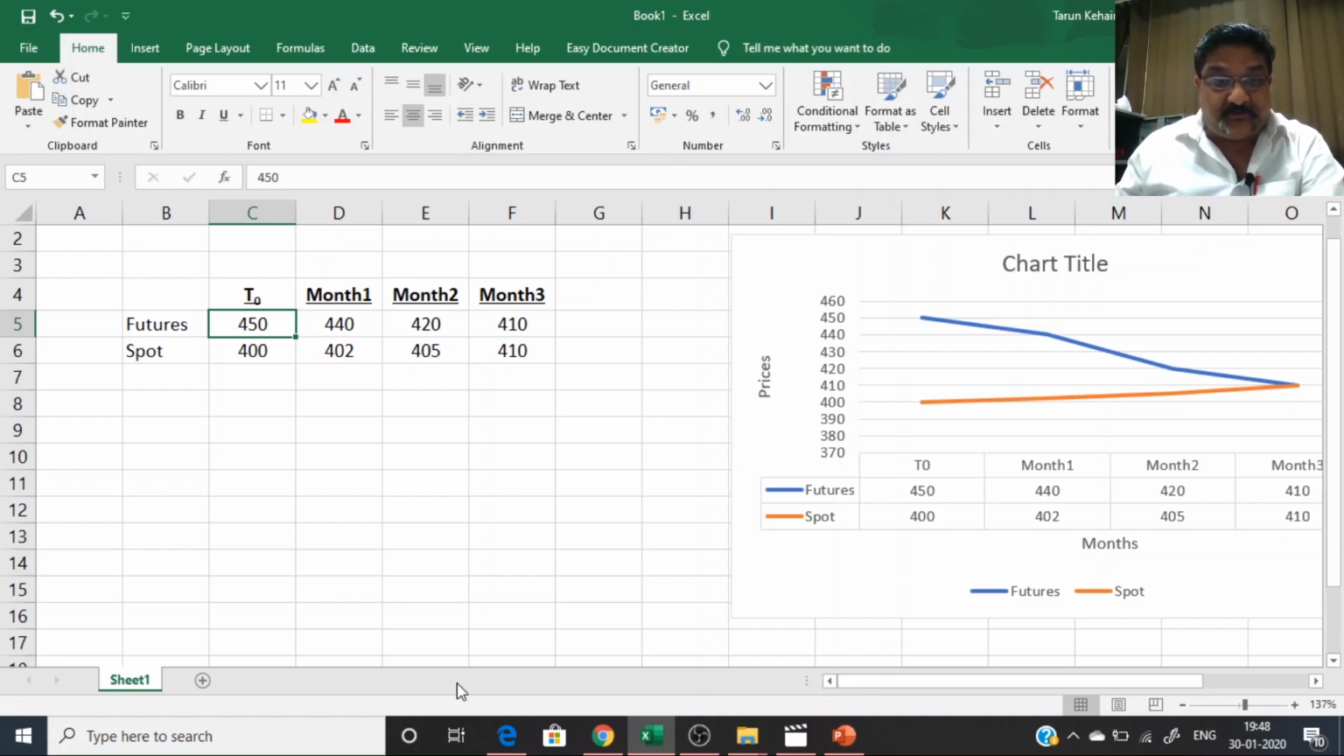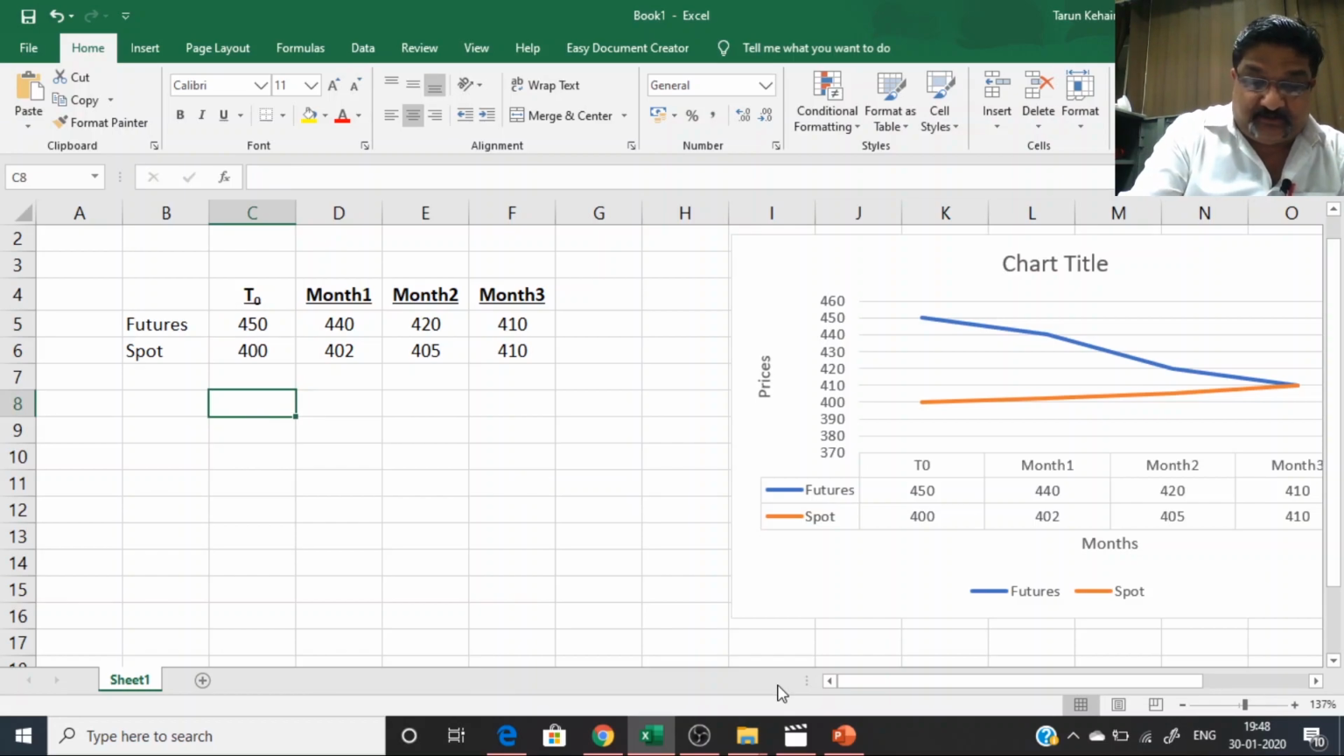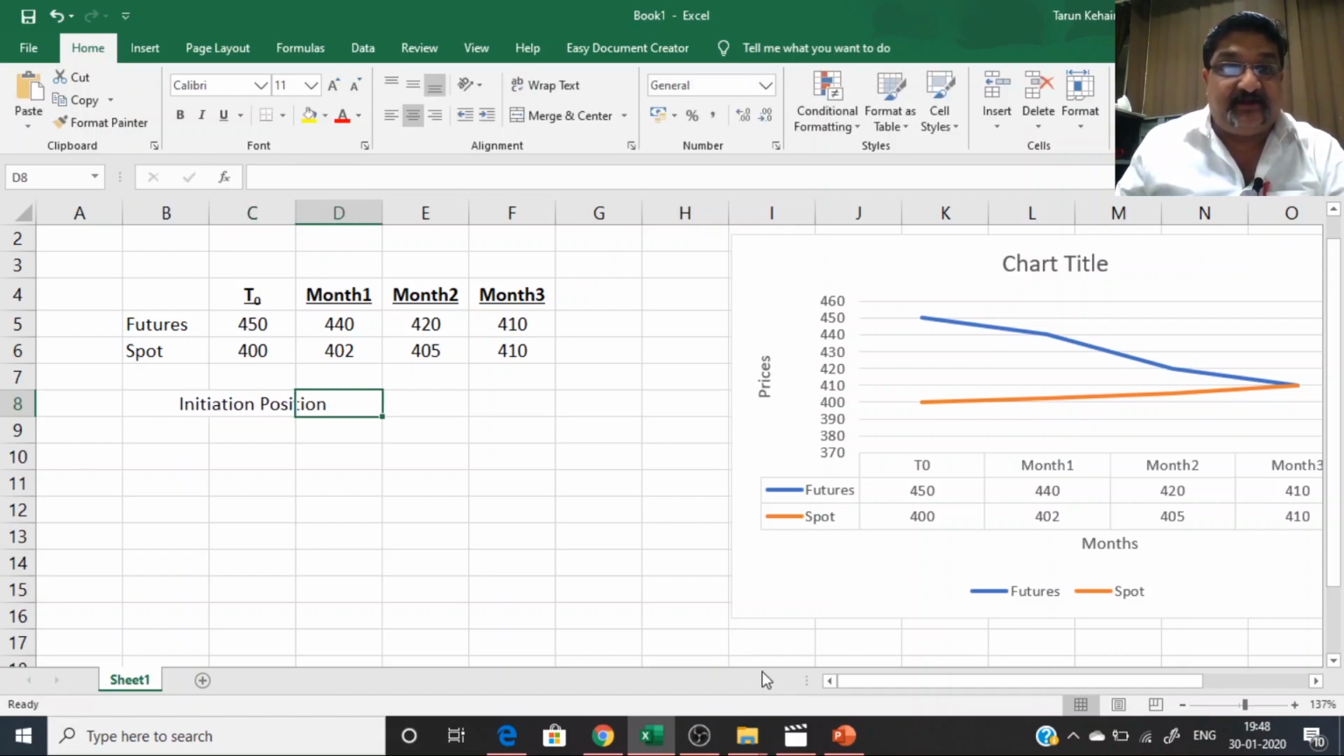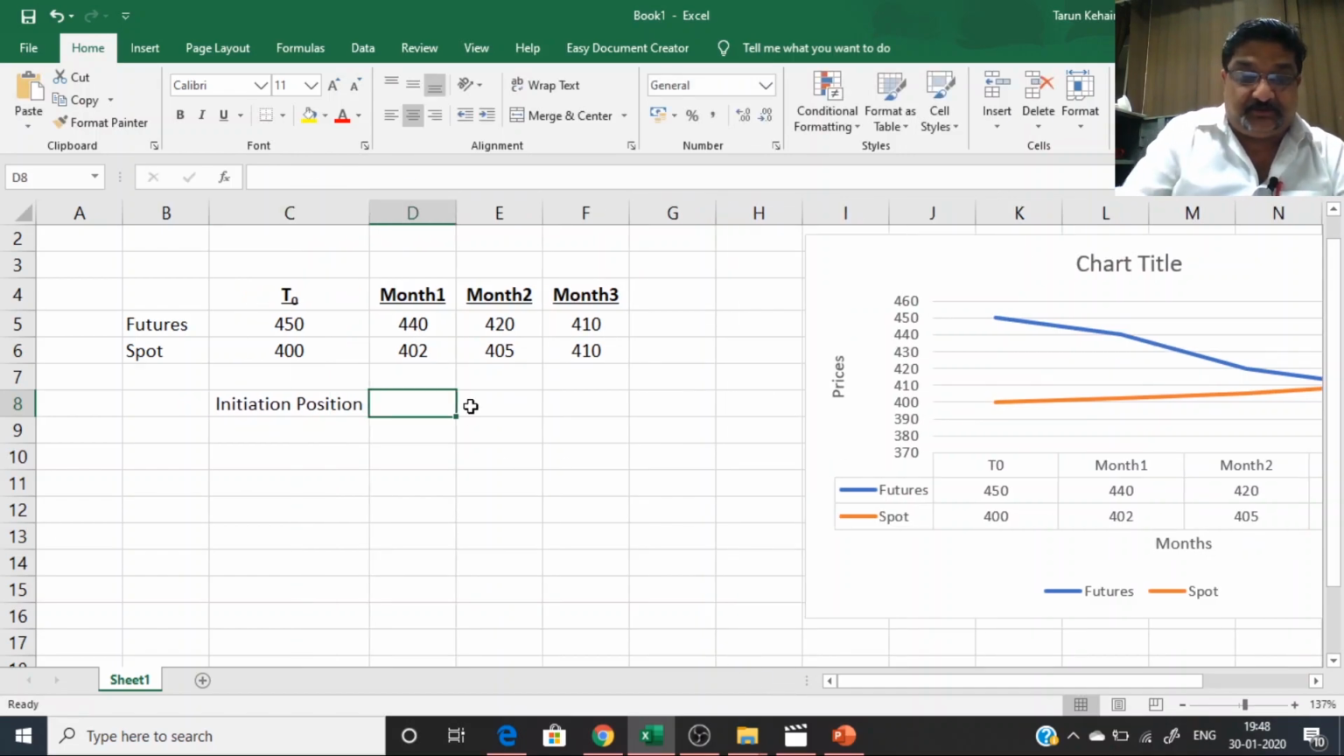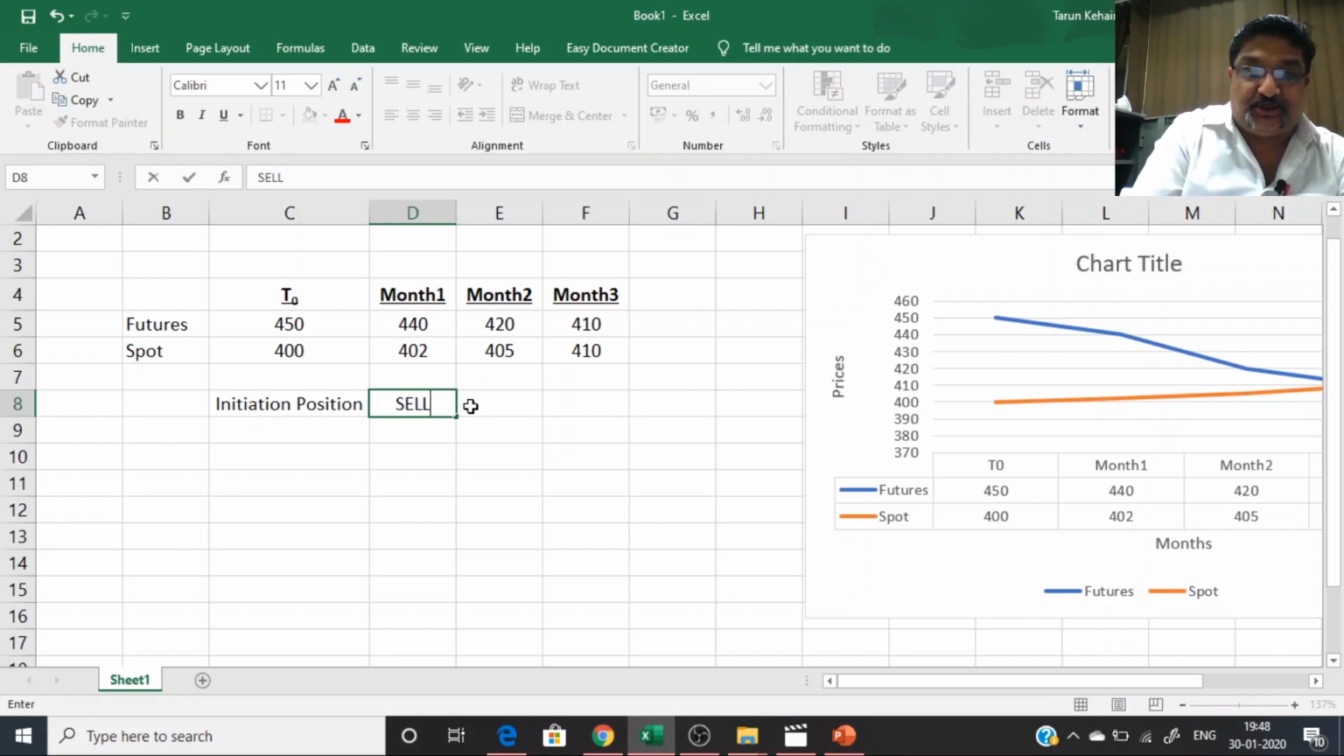So let me quickly note this down for you so that you don't forget, because this is going to be extremely important for the entire video. The initial position that the trader is going to take is going to be a sell position. He is going short on the futures contracts.